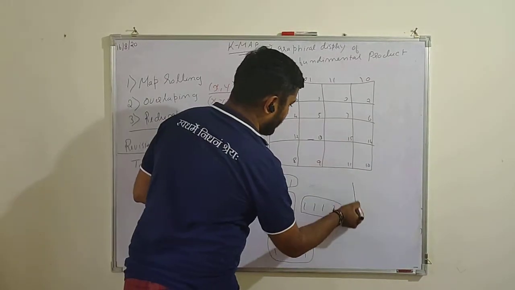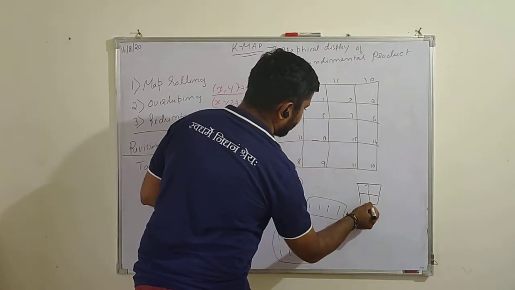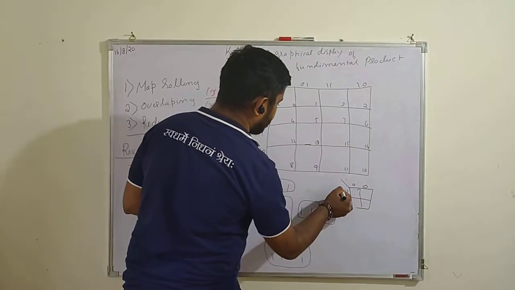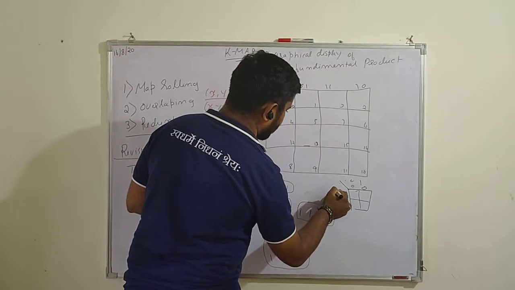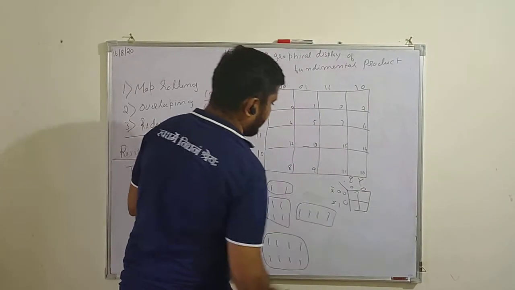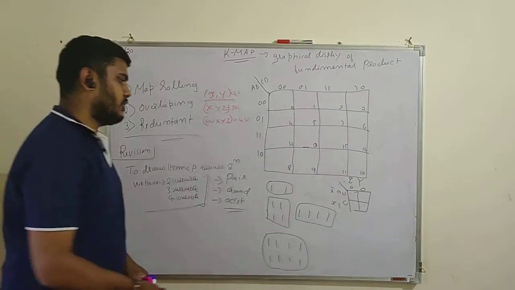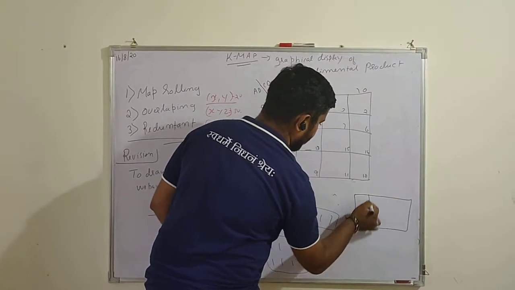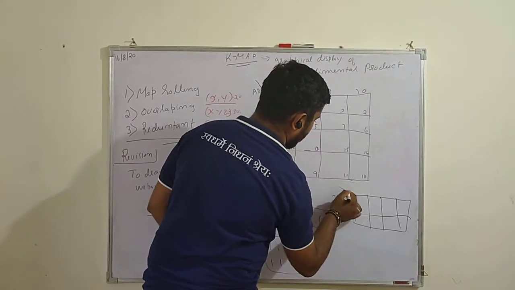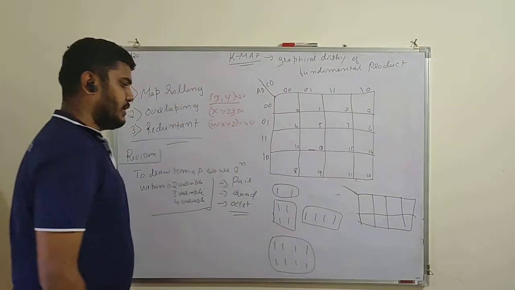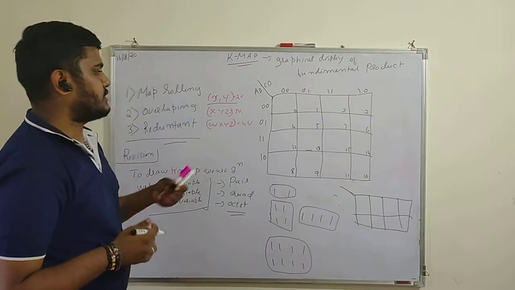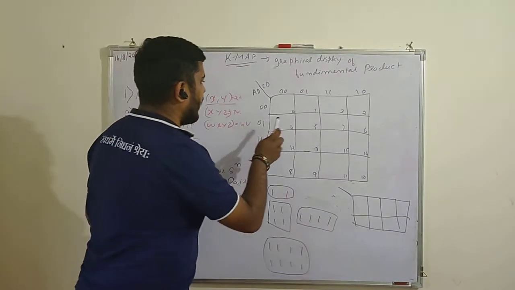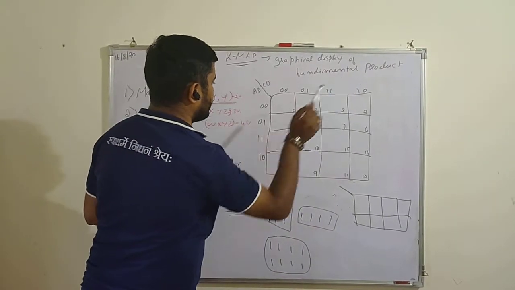Whenever you have 4, you draw 4 boxes, where the input is given over this side and the numbering is done over here: 0 and 1, 0 and 1, x bar, x, y bar, y. This is the two variable K-map. A three variable K-map should have 8 boxes, like this. Four variable has 16 boxes, where the inputs are given here and the numbering is done, like 0 0, 0 1, 1 1 and 1 0.